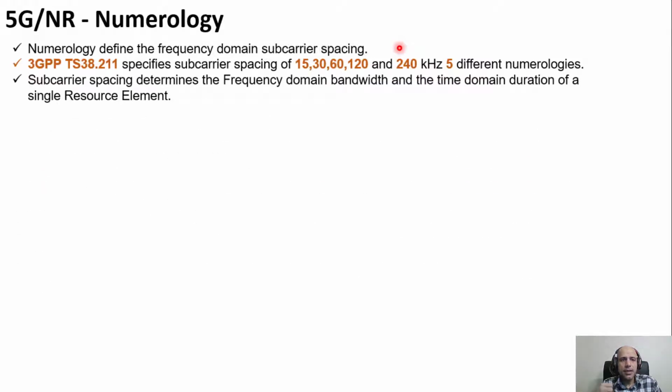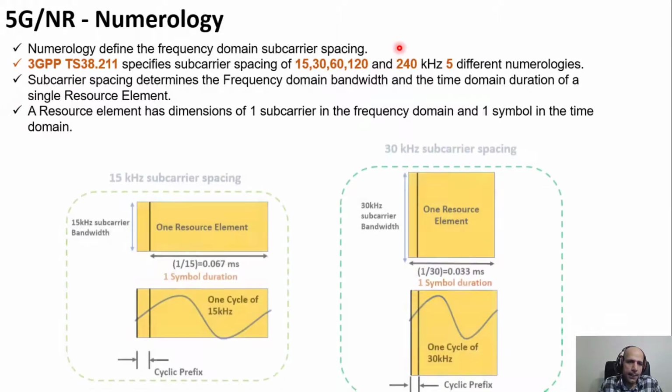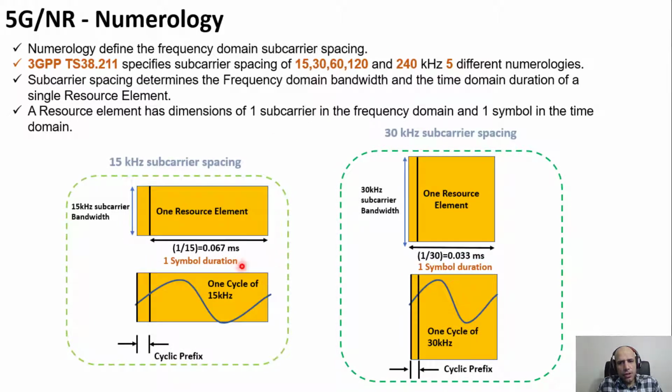Subcarrier spacing determines the frequency domain band and the time domain duration of a single resource element. The final point is the resource element has a dimension of one subcarrier in the frequency domain and one symbol in the time domain. These figures are showing resource element dimension for 15 and 30 kHz subcarrier spacing. These figures illustrate the dimension of a resource element is equal to the subcarrier spacing. Increasing the subcarrier spacing by a factor of 2 increases the resource element bandwidth by a factor of 2.